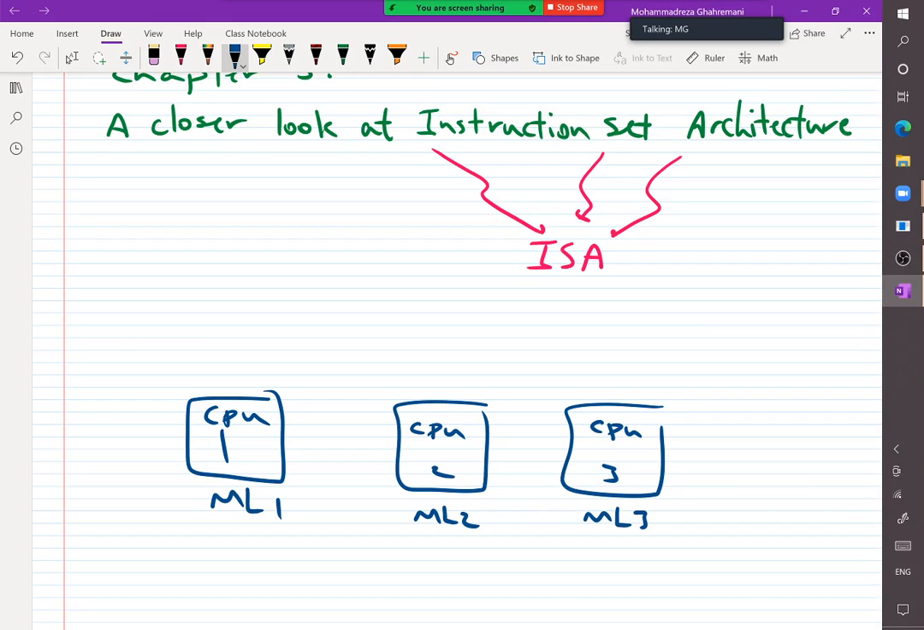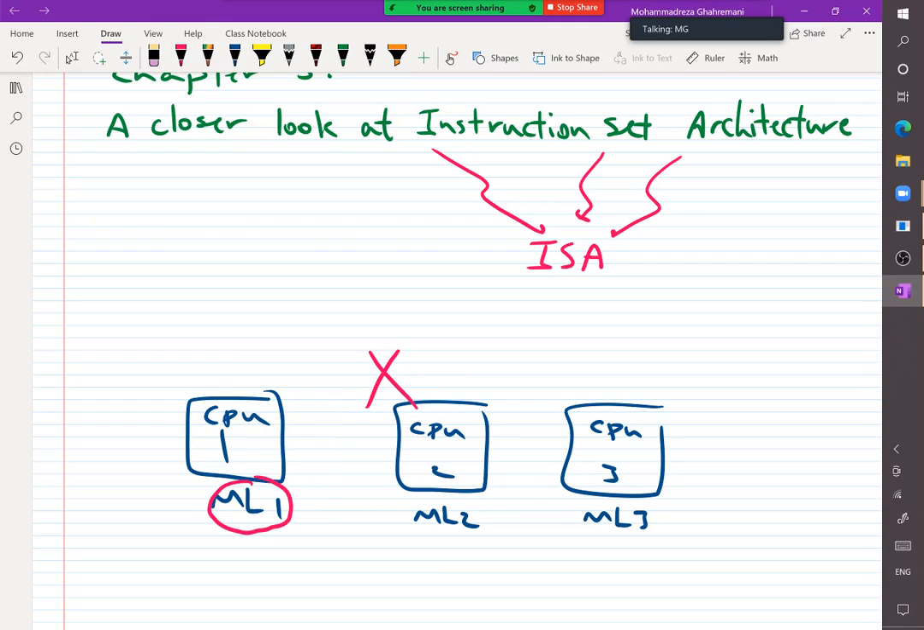They don't understand each other. They only understand their own machine language. So if you feed CPU number 2 with the machine language of CPU number 1, there is no relationship, there is no communication. There will be no link between CPU 2 and machine language 1.